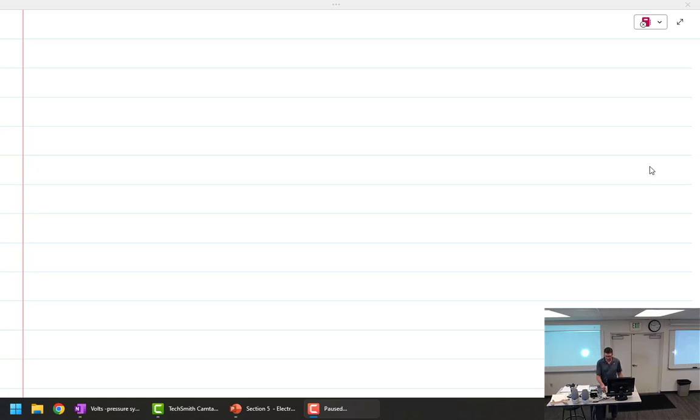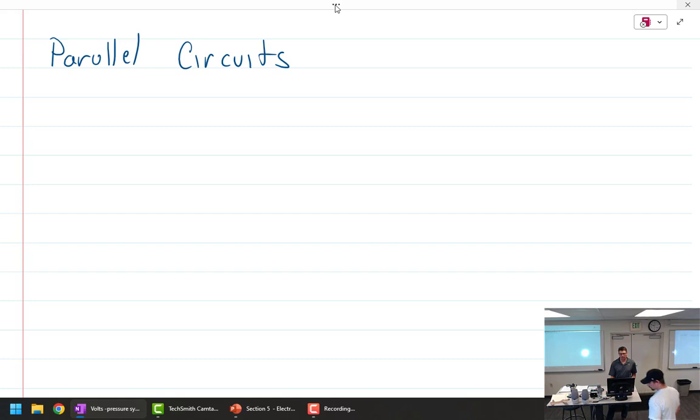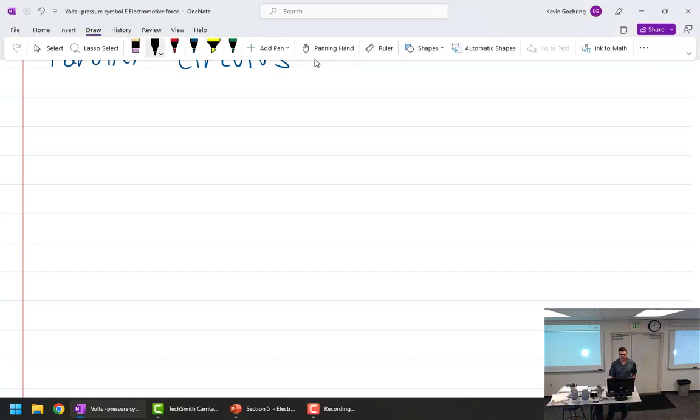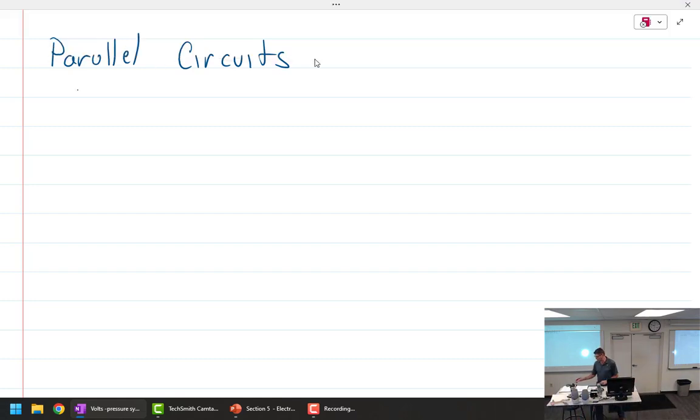All right, the last bit of information that I have to share with you is parallel circuits. Parallel circuits is in blue for no apparent reason. All right, so we have some requirements for a parallel circuit.